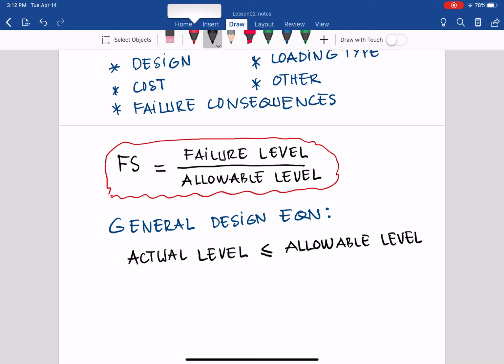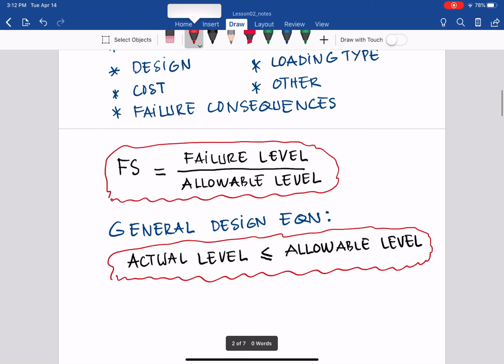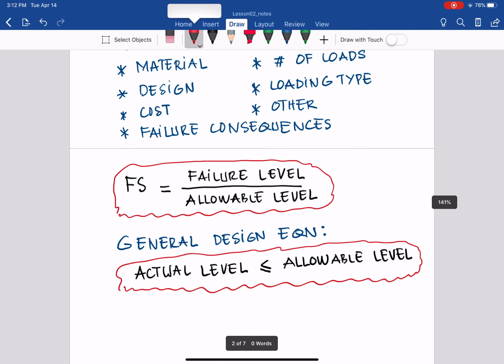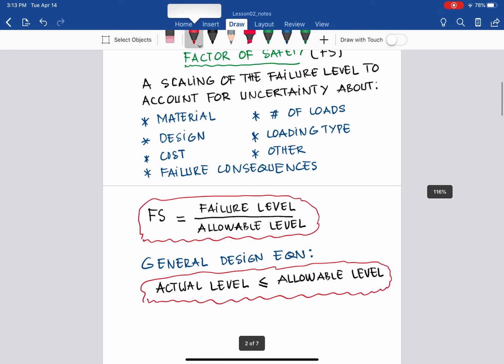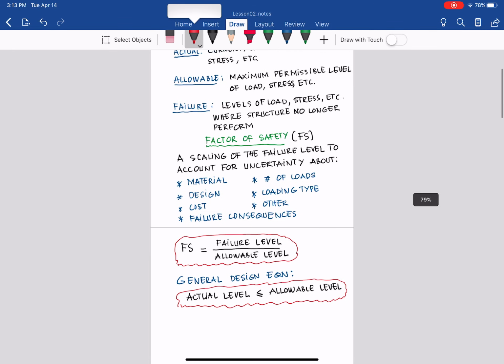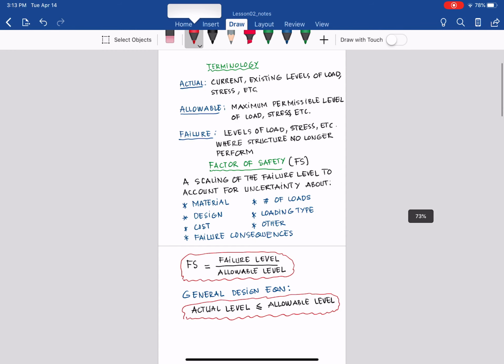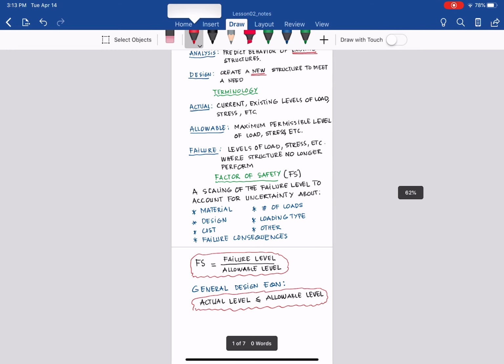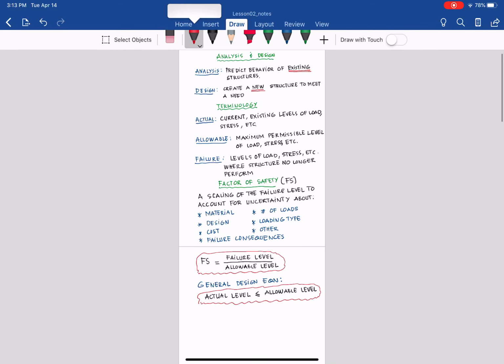So this one is, I can say, the simplest, but the most important equation for today's class. That is the general design equation. Actual level is less than allowable level. So with that, we move on to practice worksheets 2A, 2B and 2C. And I suggest you practice that before we move on to the next topic for today's lesson, which is normal strains and shear strains.